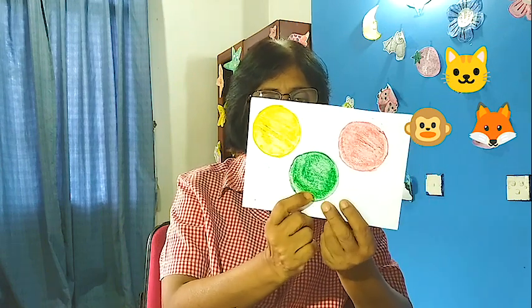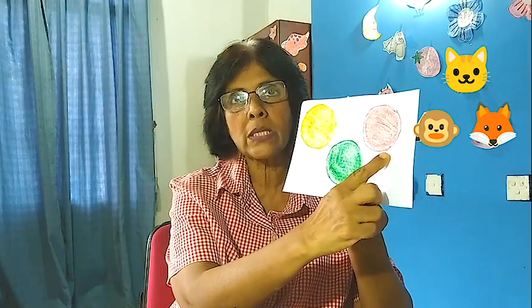Yellow. What is this color? Yellow. This one, green. What is this color? Green. And here, what is this color? Red. Now here, yellow, green, red. Yellow, green, red. Okay, there are three colors here. One yellow, one green, one red.